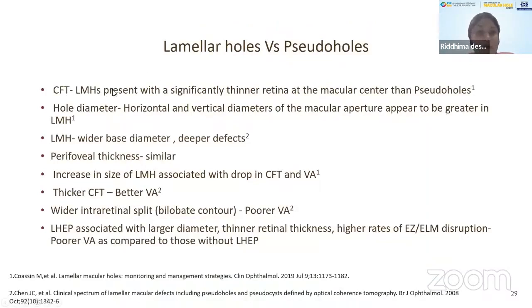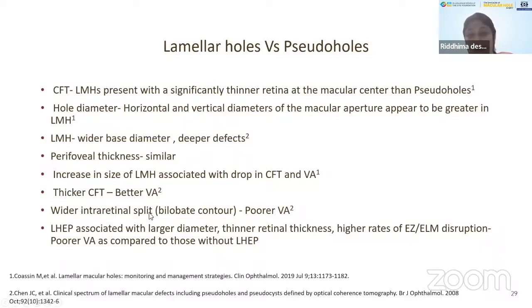It has been found that lamellar holes have a thinner central foveal thickness. They have a wider base diameter and have deeper defects. Perifoveal thickness is similar in both the conditions. It's been found that increase in the size of lamellar hole is associated with drop in the visual acuity and drop in the central foveal thickness, which means that the thicker the central foveal thickness, the better is the visual acuity. So pseudoholes might have a slightly better visual acuity as compared to lamellar holes.